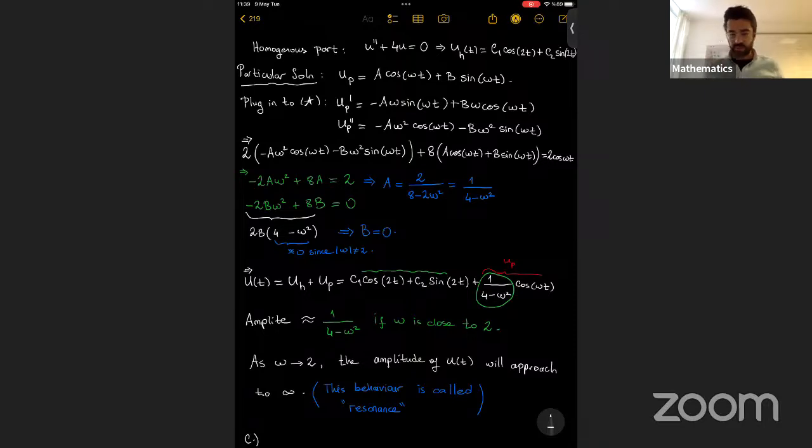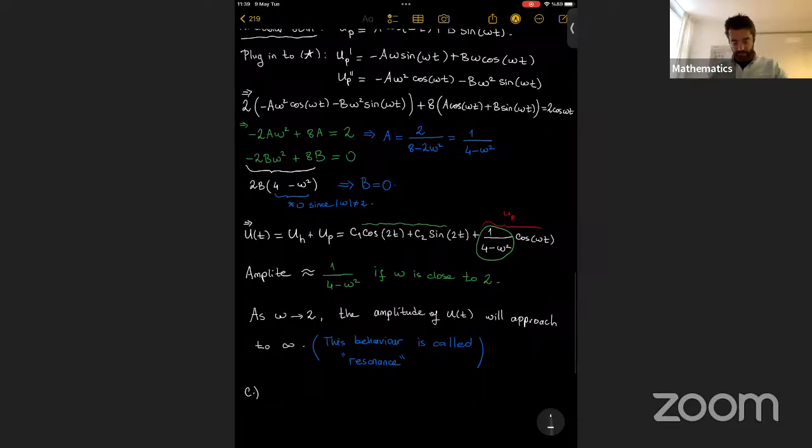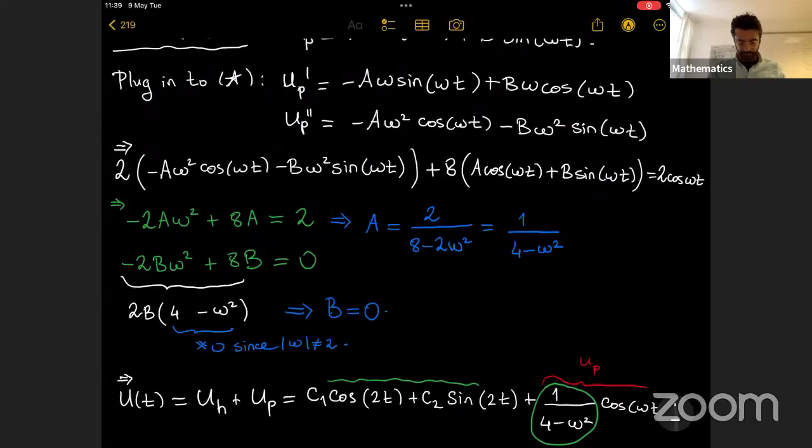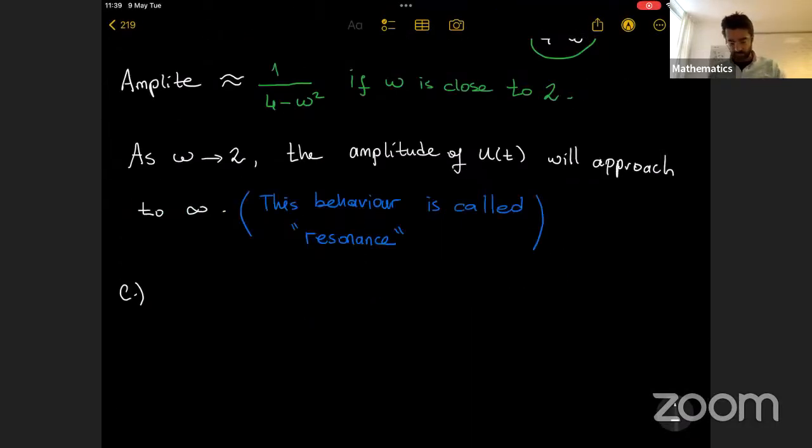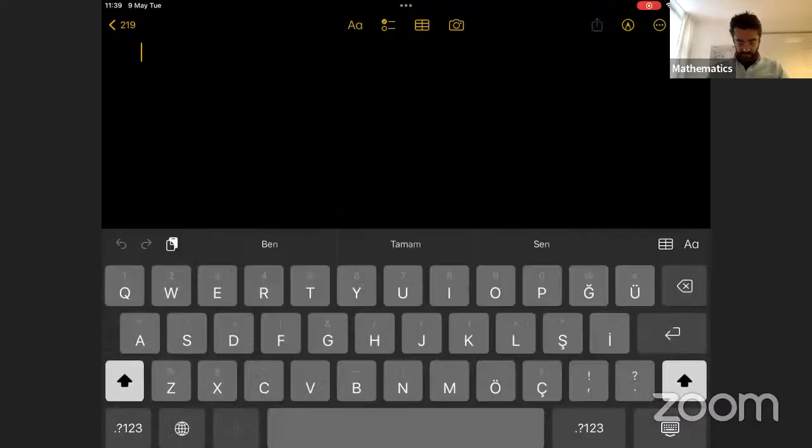Let us continue with the third part here. Now we will consider the case of resonance when W is equal to 2 in the external force. Any question so far? Okay. So suppose that now, maybe let's open a new page.